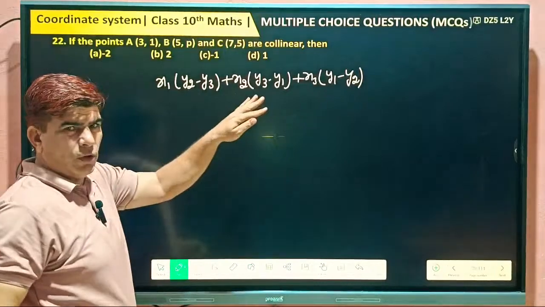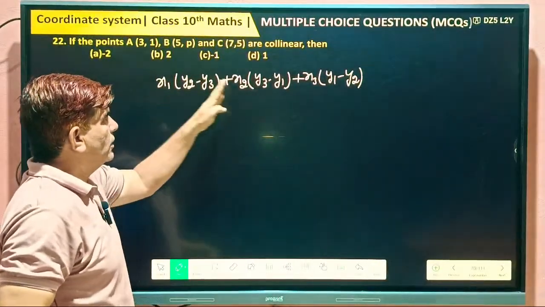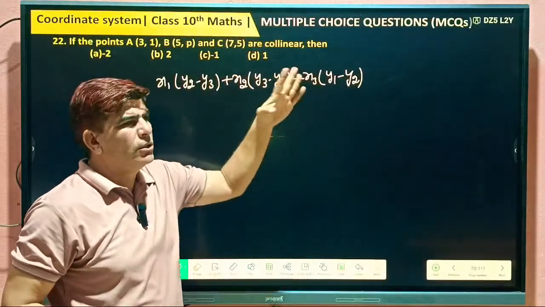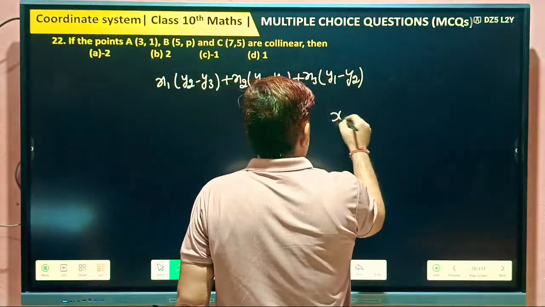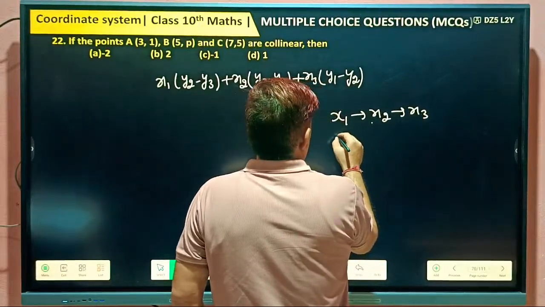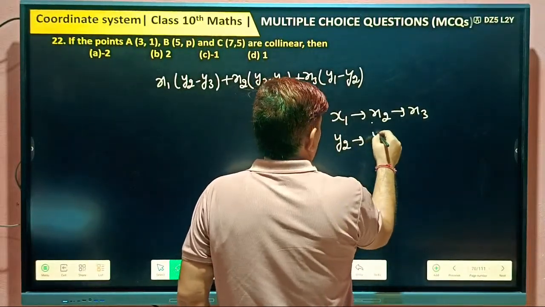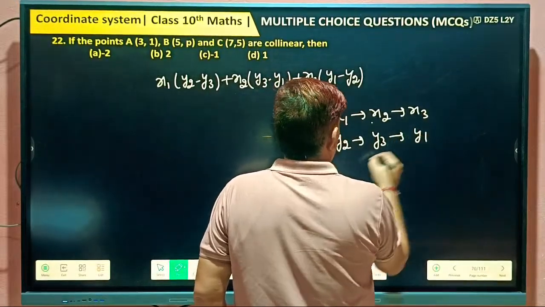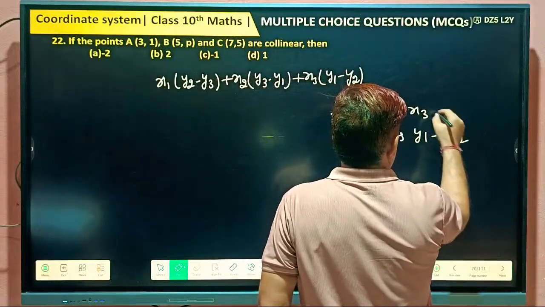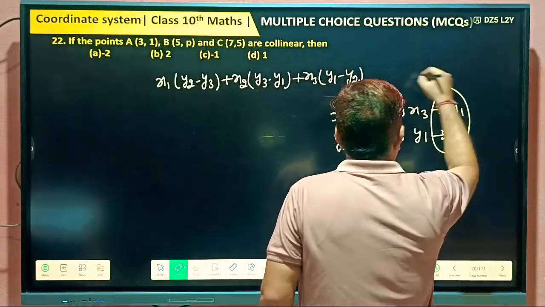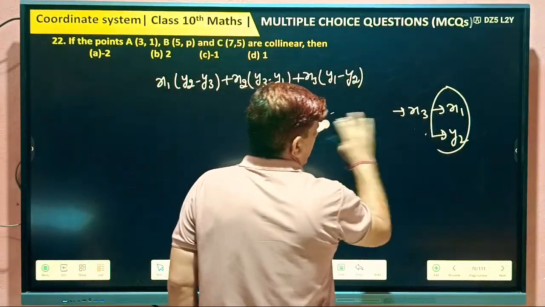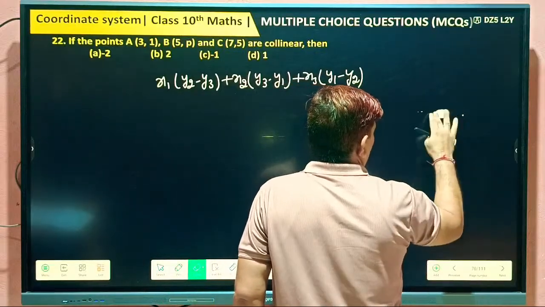Here is a way of learning this formula: x1, x2, x3, and y2, y3, y1, and y3, y1, y2. It means x1 changes into x2, changes into x3. And y2 changes into y3, changes into y1. And y1 again changes into y2. The x1 again comes as x1, but this is not required. So this is the procedure of learning. Understood? This is how I can tell you to remember this formula.